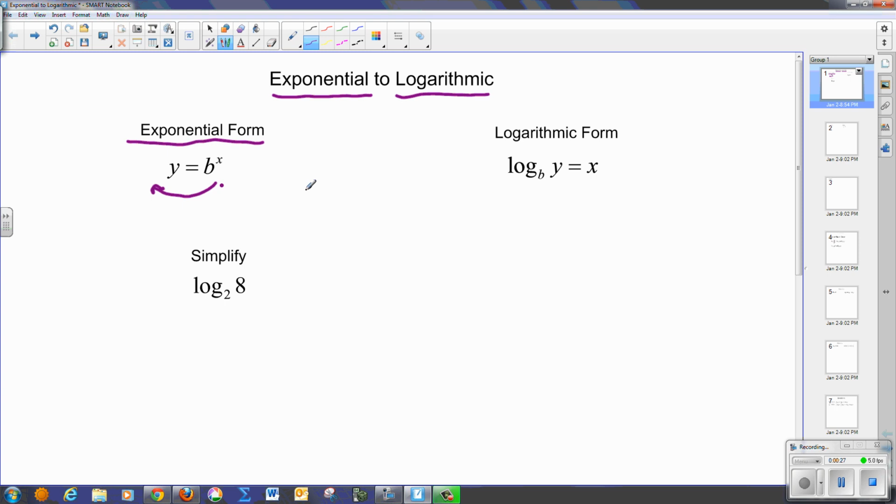Now you'll notice if I slide base b under y and add a log, we get log base b of y is equal to x. Likewise, if I take a logarithmic form and slide the base under the other side, we get b to the x. And now remove the logarithm, I get y. So it's just sliding the base to get from exponential form to logarithmic form and vice versa.